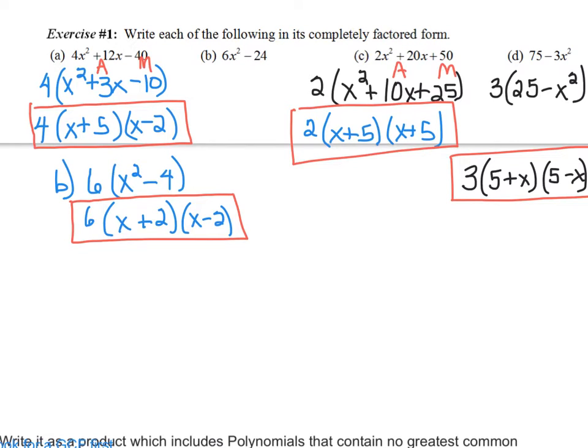Now those were a good challenge, but let's keep going and see the next 4, which are going to require a little bit more thought when we have to completely factor.